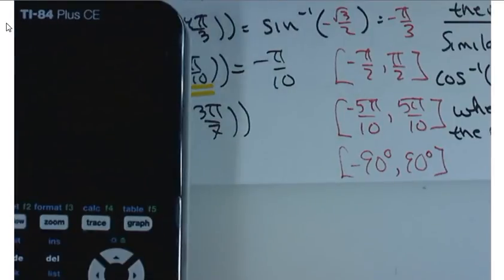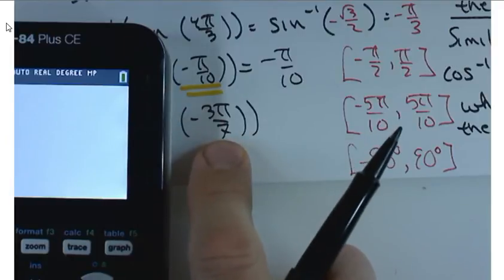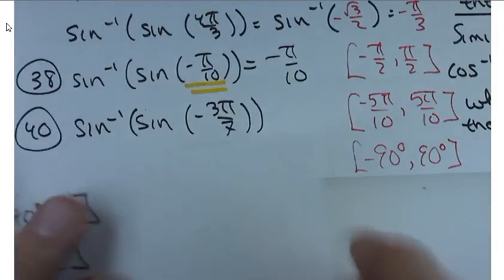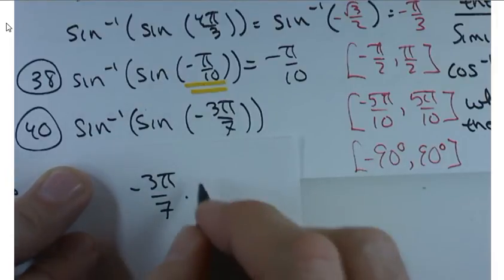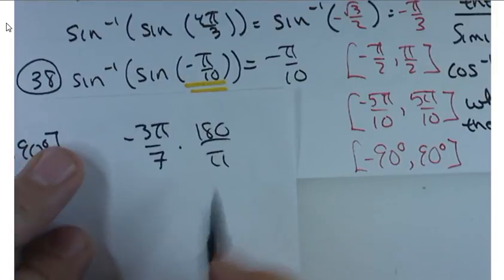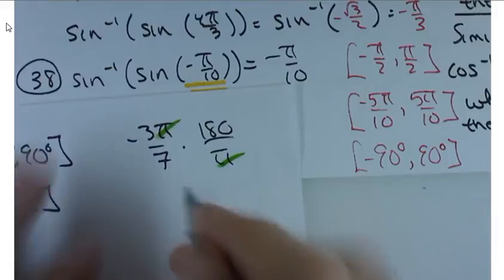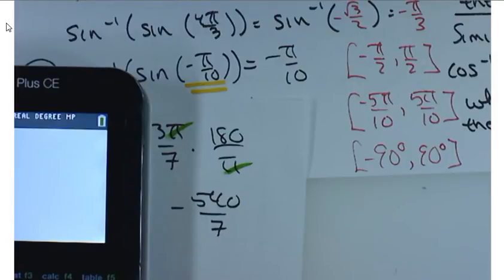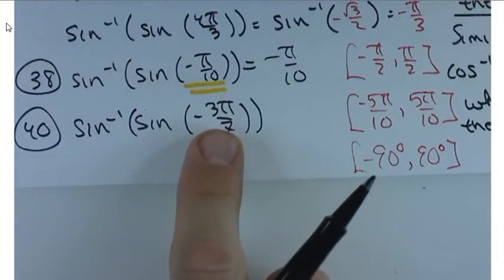So, in fact, let's do that together. I'm going to multiply this by 180 over pi. Negative 3 pi over 7 times 180 over pi. No nice cancellation here other than the pi. That's all right. I'll get negative 540 over 7. And I'll take out a calculator. 540 divided by 7, 77. So it's about a negative 77 degree angle.